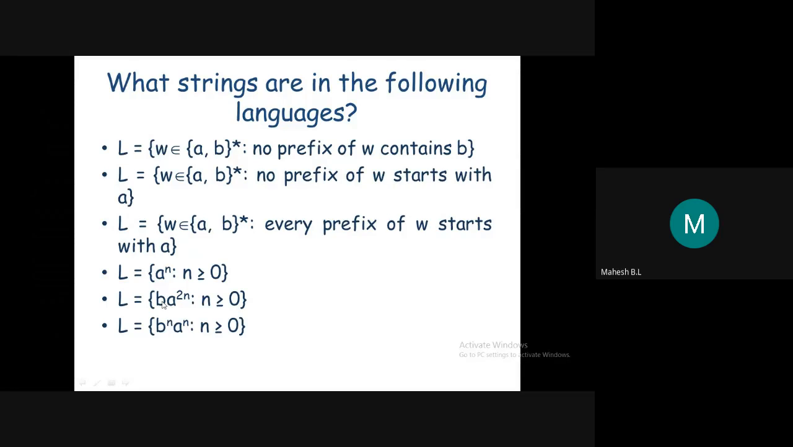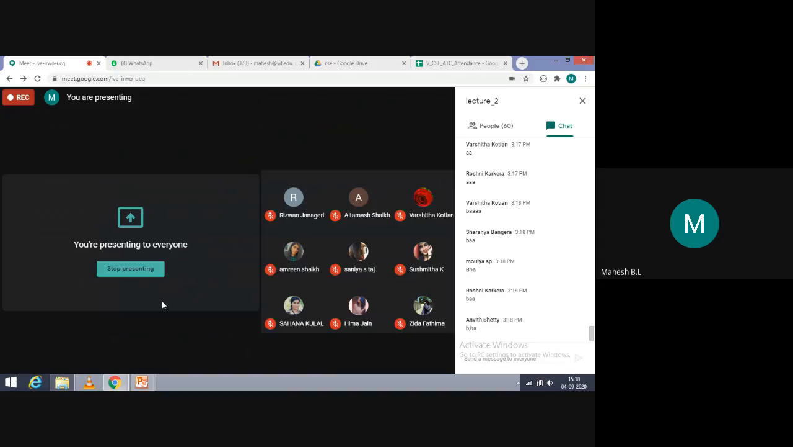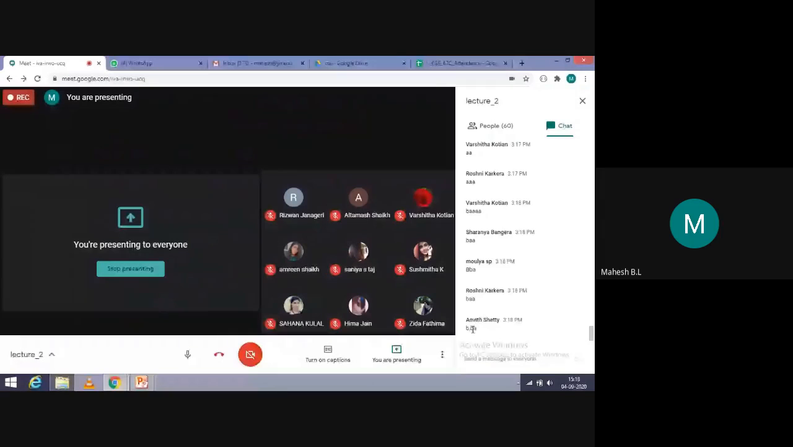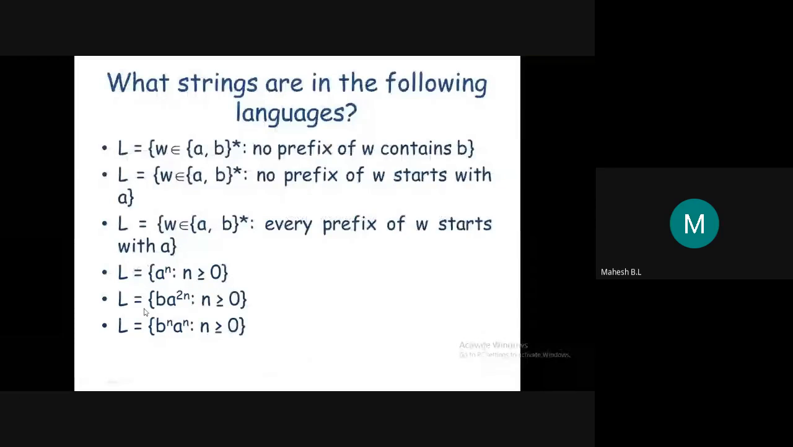Next, you have b a. Yes, ba doesn't belong to the language. This is wrong. Ba doesn't belong to the language. A always occurs as a power of 2. That is, one second. Yes.